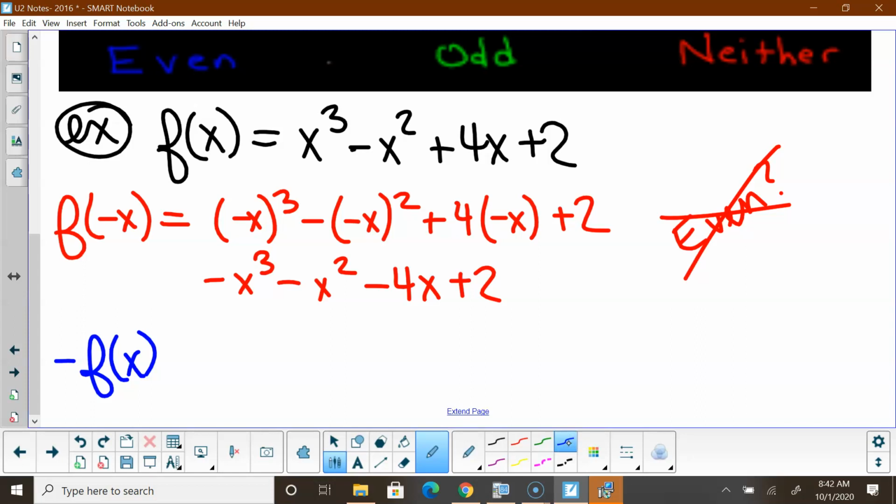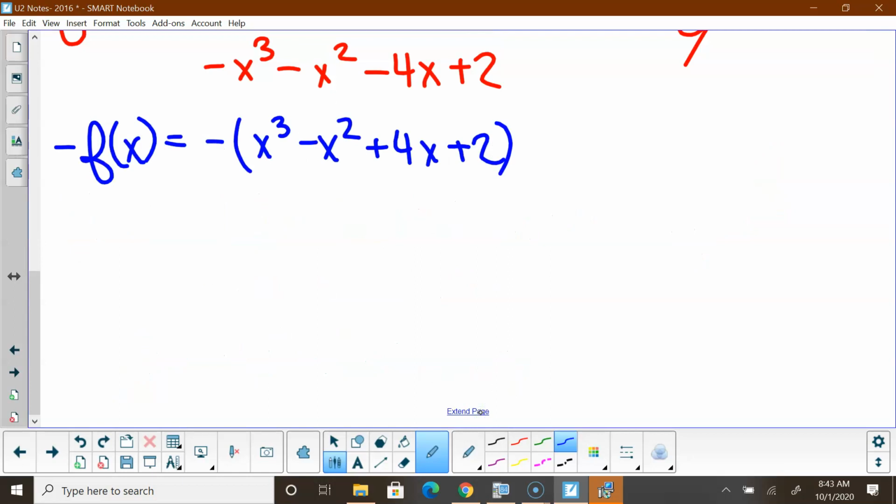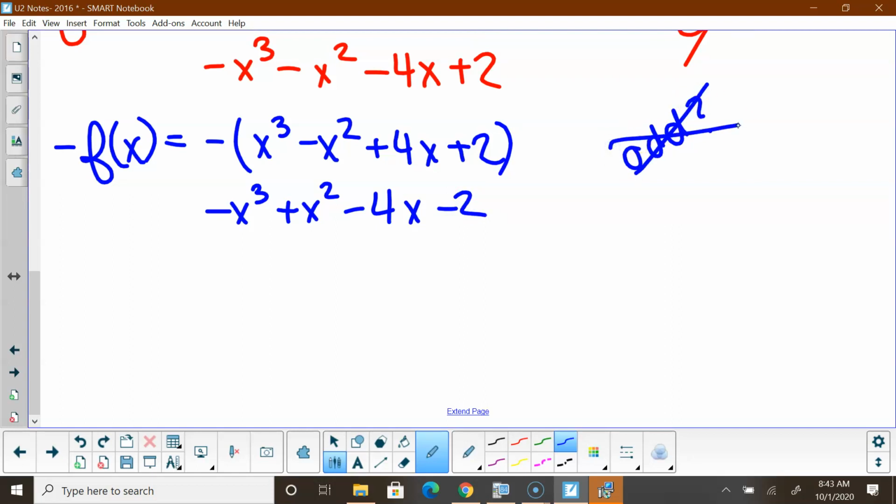To check if it's odd, we're going to take a negative and multiply it by the entire original equation. So just looking at that and having to distribute that negative through, is it going to be the same as the original? No. Problem lies in the fact that all of your signs are going to change. So it is not odd. All right. So final answer for this one is neither.